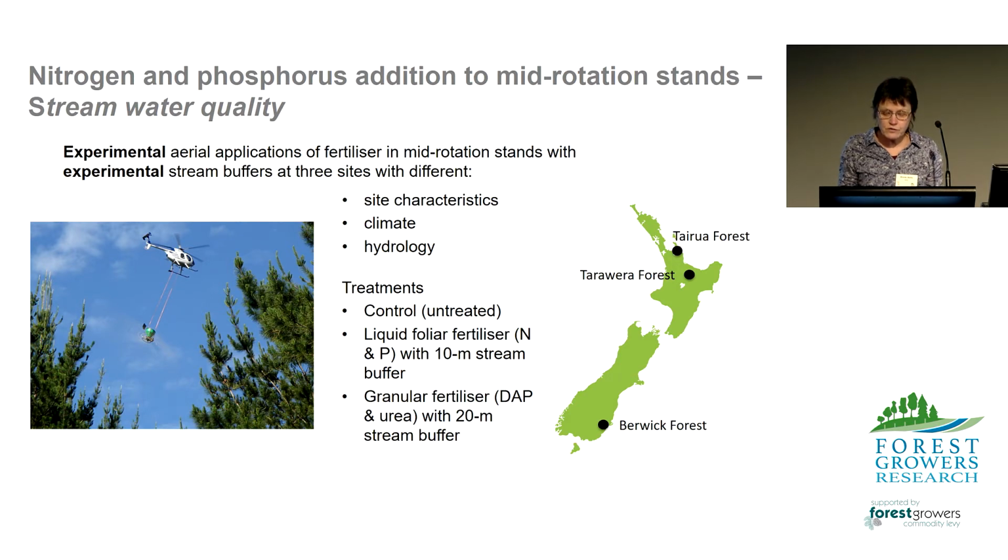low amounts of nitrogen and phosphorus, and we retained a 10-metre streamside buffer either side of the stream. And we also looked at granular fertiliser applications which contained higher amounts of nitrogen and phosphorus, and on those ones we tested with a 20-metre streamside buffer.